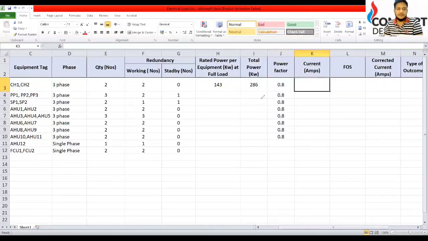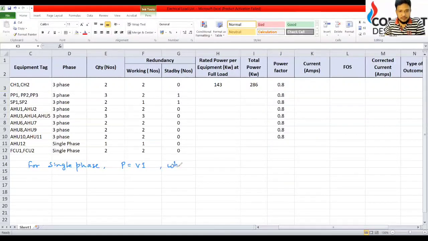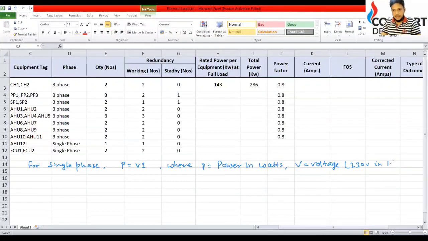I will just write here for single phase: power equal to VI, where P is power in watt, V is the voltage, and its value is 230 volt in India, and I is the current in amperes. So this is for single phase.